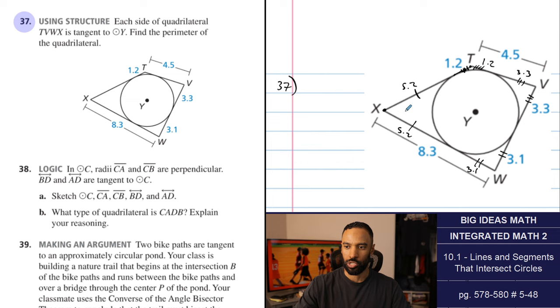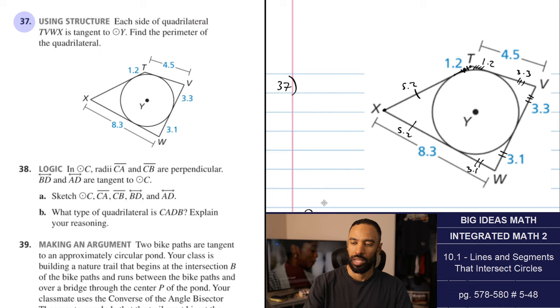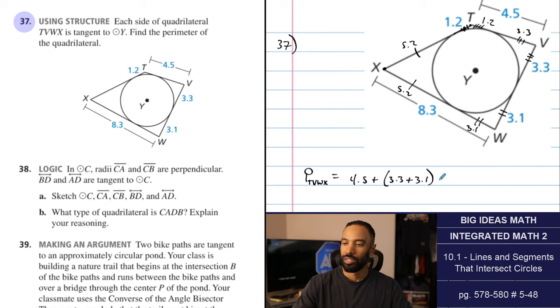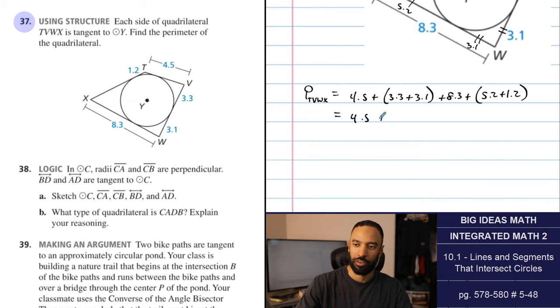So the perimeter of quadrilateral TVWX is, let's do this down below, 4.5 plus 3.3 plus 3.1. I'm putting those together to show it's a whole side. Plus that 8.3, plus all of 5.2 plus 1.2. Another side. So four sides of this thing. So 4.5 plus, let's see them all together, 6.4, 8.3, and another 6.4. I didn't know that.